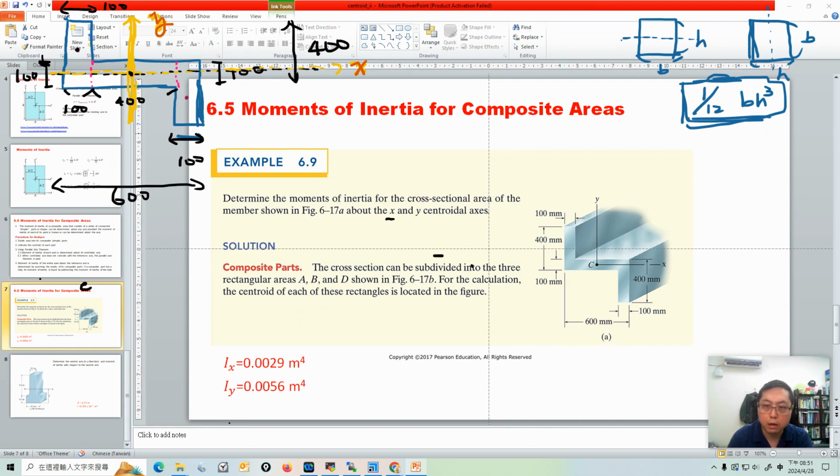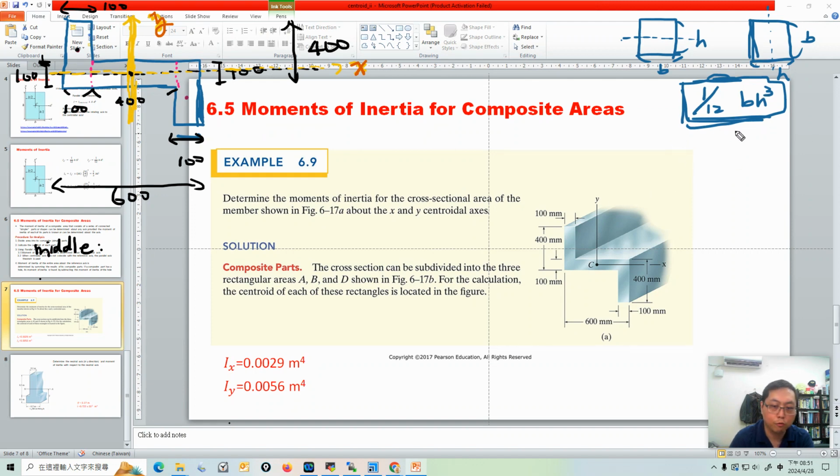So the middle part is this area, and right now our rotational axis is y. Also, be careful. You see this y-axis passes through the centroid of the middle part, right? This axis passes through the centroid of the middle part, so you can use the formula to calculate the moment of inertia of the middle part directly.